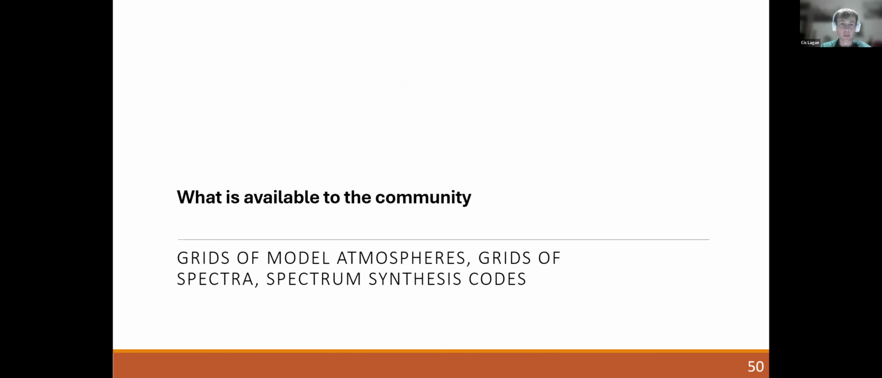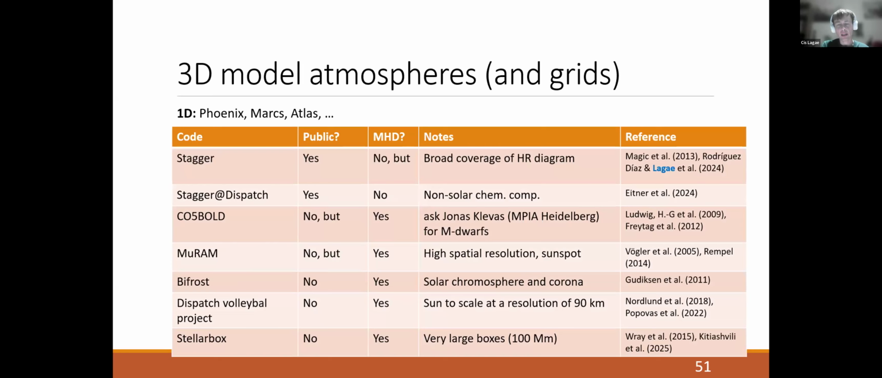So let's wrap up with the last slides and talk a bit about what's available to the community. So these are just general overview of what's available model atmosphere-wise. We have 1D, which most of us know about, Phoenix, MARCS, ATLAS, and so on. But then on the 3D side, I've listed the main ones that are of interest to the stellar community. And these are Stagger, CO5BOLD, Muram, Bifrost, Dispatch, and StellarBox. And I won't go over all of these. I won't talk about them one by one.